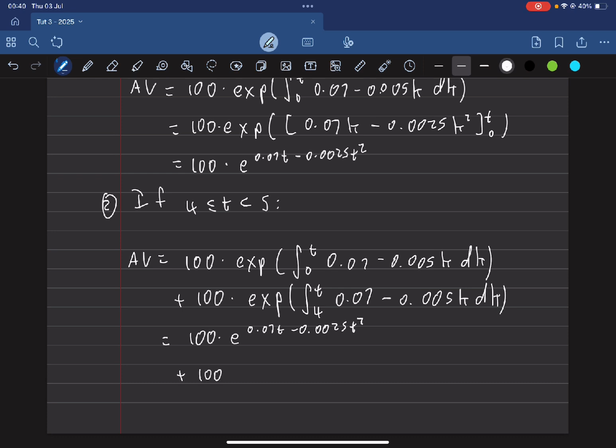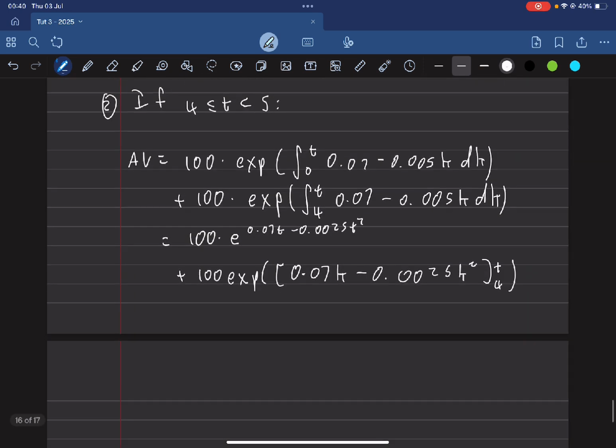Cool. We're just going to add the second one. So the second one is 100 times e to the power of, if we do the integral, it will be 0.07k minus 0.0025k squared from 4 to t. Okay. And when we sub that in, we're going to get 100 times e to the 0.07t minus 0.0025t squared.